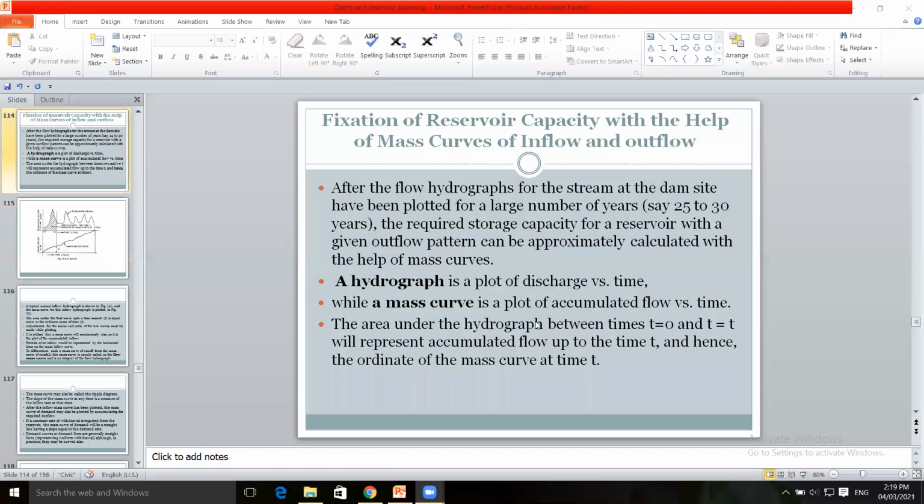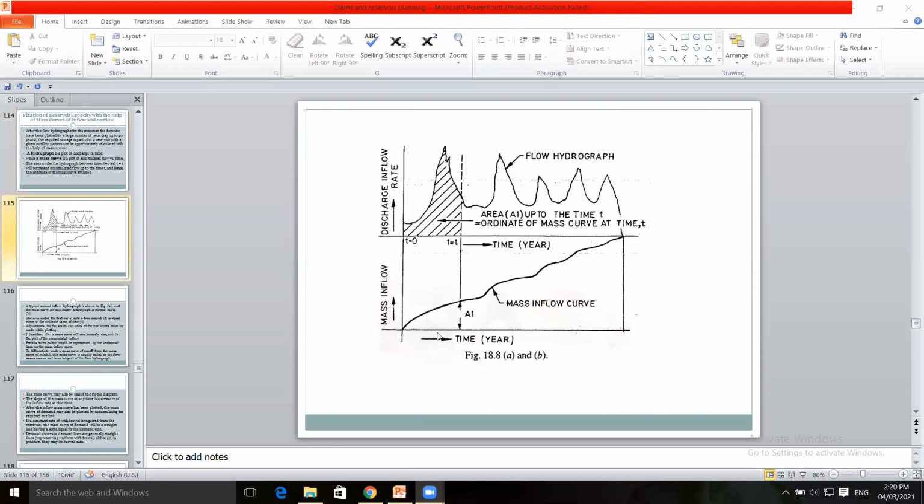The mass curve is a graph plotted between accumulated flow versus time, that is, mass inflow and time, or discharge inflow and time. What do we call this graph? Mass inflow curve. The graph between mass inflow and time in years is the mass inflow curve, while discharge versus time is the flow hydrograph.